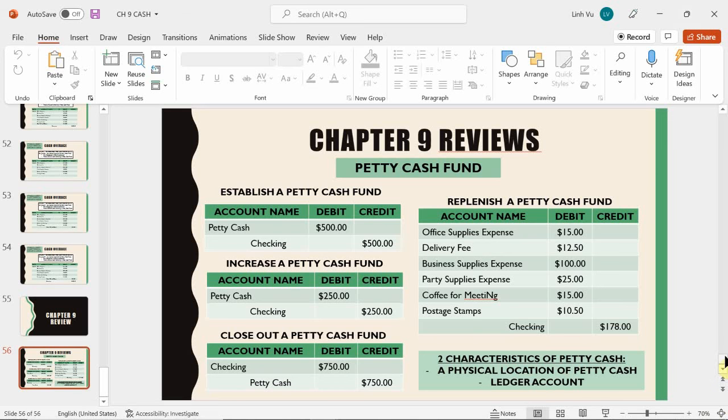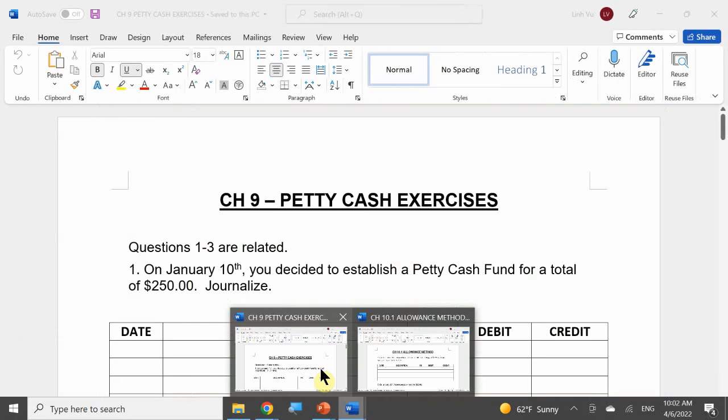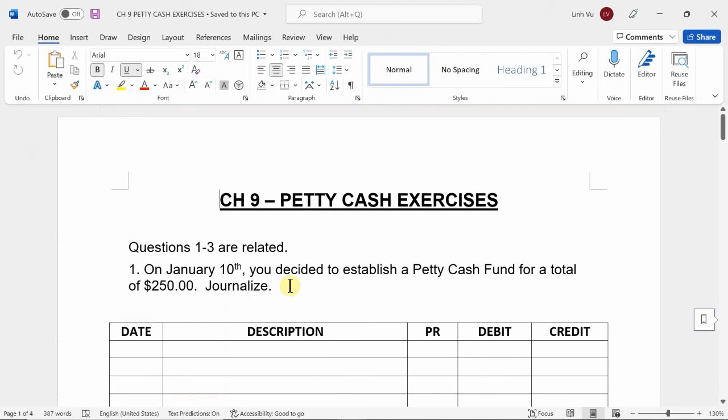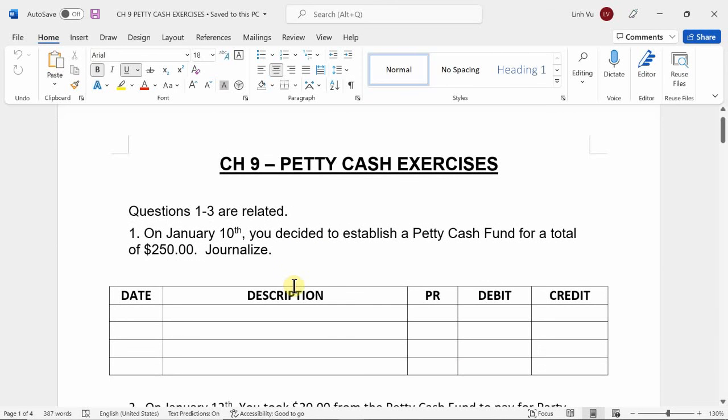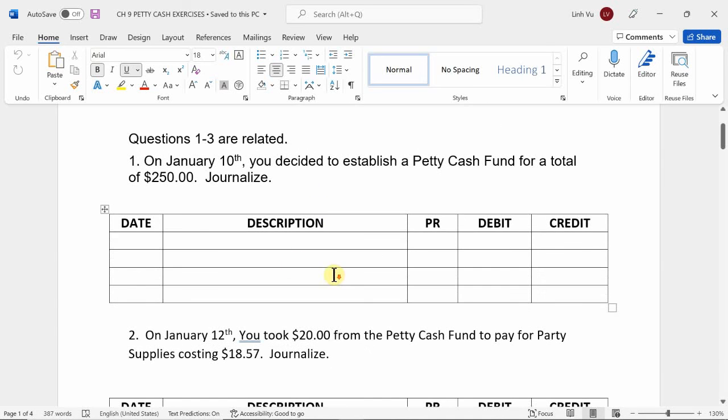All right, let's go ahead and do the exercise real quick, and then we'll go on a quick break. Okay? All right, so chapter 9, petty cash exercise. Assume that questions number 1 to 3 are related. So on January 10, you decided to establish a petty cash fund for a total of $250. Journalize. So how do I journalize this? That I establish a petty cash. Petty cash. Good, right? You're going to recognize that there's a petty cash. And what else?